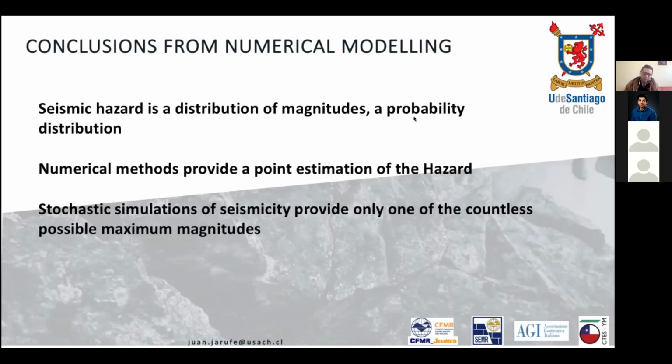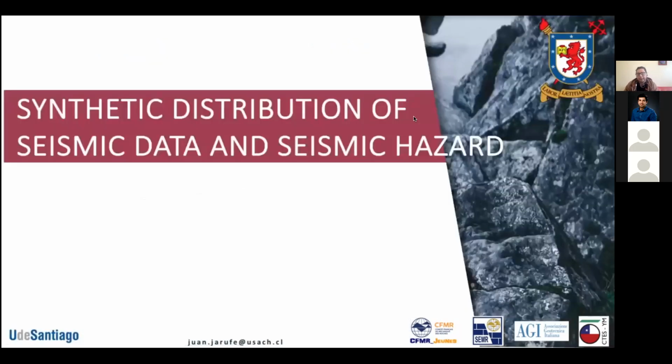Okay, so now I'm going to speak about a way to generate a synthetic distribution of seismic data that implicitly creates all of this distribution of maximum magnitudes.